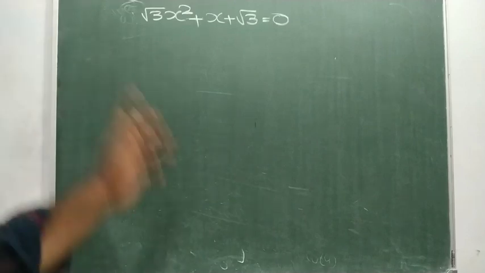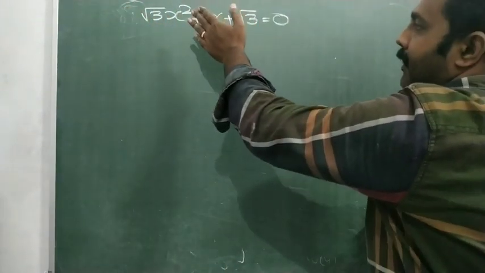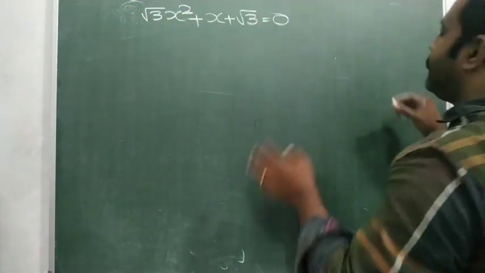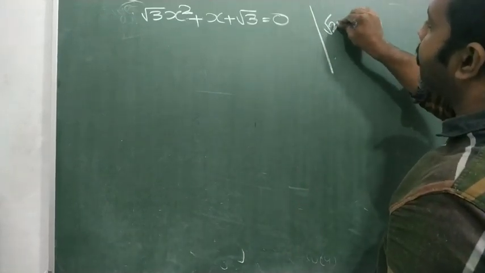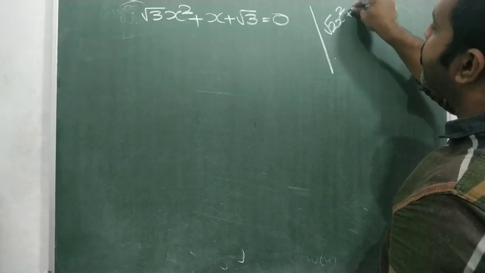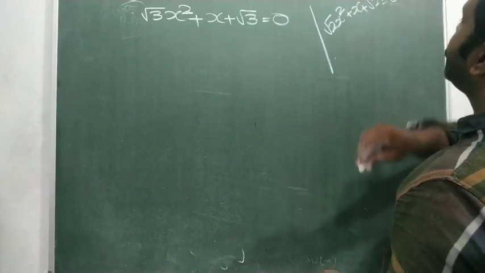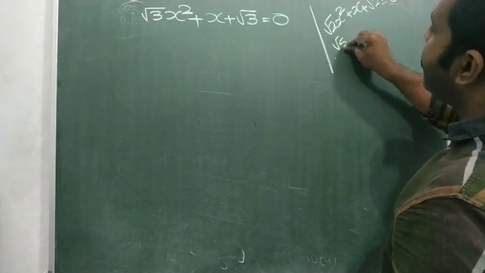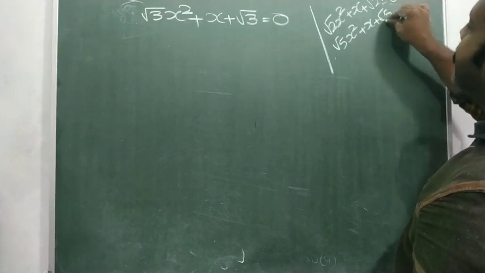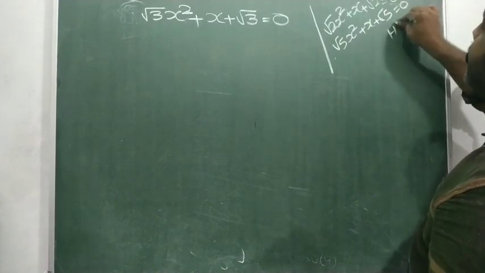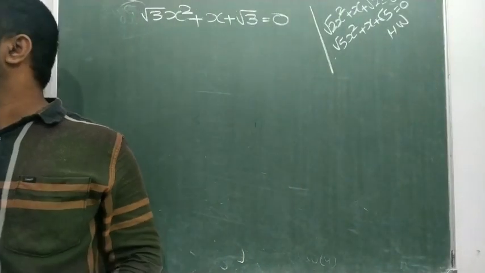Dear students, this is your last question. Root 3 x square plus x plus root 3 is equal to 0. Similarly, these are your homework: root 2 x square plus x plus root 2 is equal to 0, and root 5 x square plus x plus root 5 is equal to 0. These are your homeworks. Then we are going to solve this question.